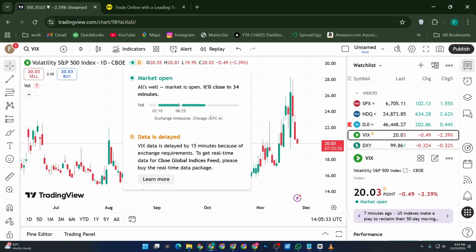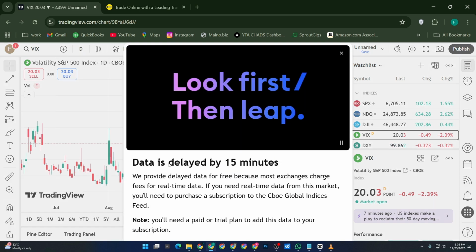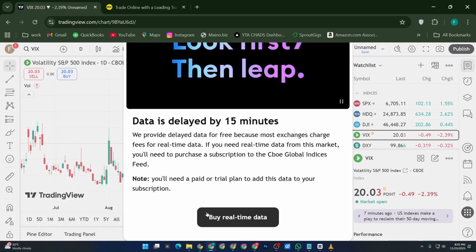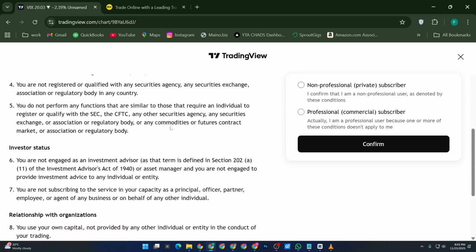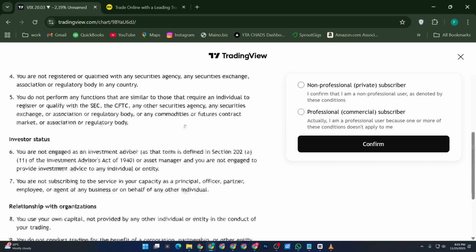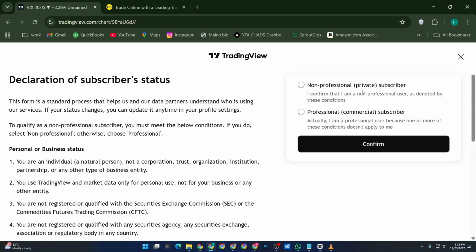To unlock real-time prices, click the Learn More link next to the Delayed label. You'll see the cost per exchange and can upgrade to get live data. Once purchased, your charts will update instantly, helping you make quicker and more accurate trading decisions.